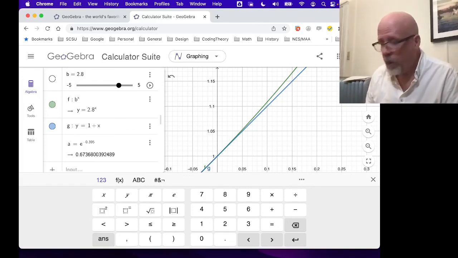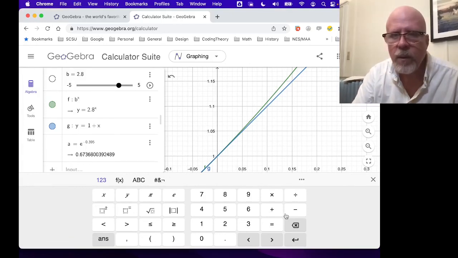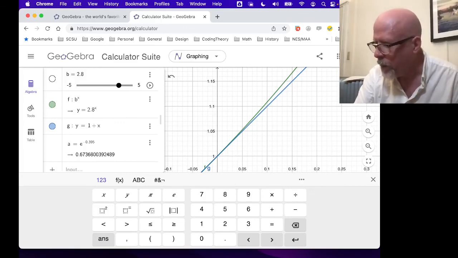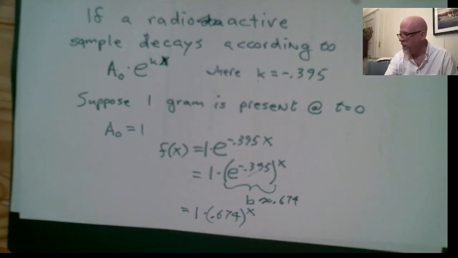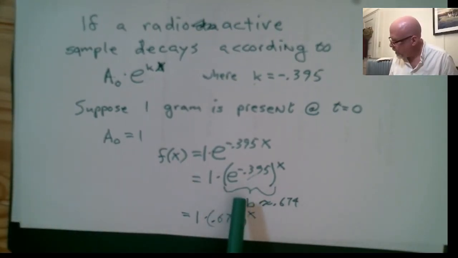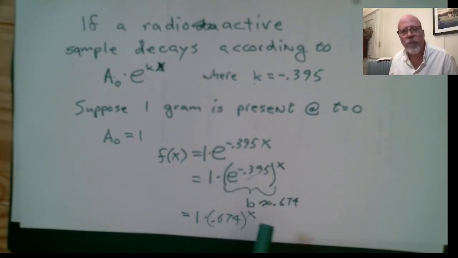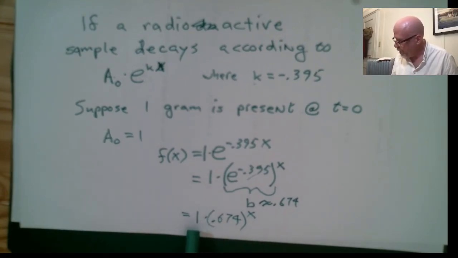Now, I mentioned at the beginning that this was a decay question. Oh, I'm sorry. I'm writing on the other side and I'm supposed to be... I was writing on that side and we couldn't see it. But yeah, let me go through that again. I figured out what e to the negative 0.395 was on GeoGebra. It was 0.674, and that means our formula can be rewritten as 1 times 0.674 to the x.